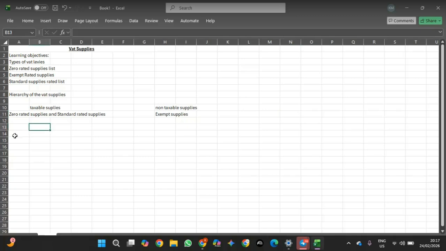So now let's start, and let me go to the hierarchy of VAT supplies immediately, before we go into what's inside each of these VAT supplies, right? So now we've got the hierarchy of VAT supplies. Let me just copy this.